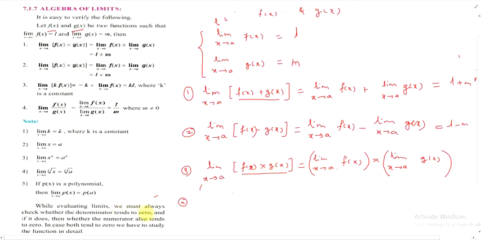Now here the third rule, but in your book it is given as the third rule, if there is any constant which is a scalar multiple of the function, limit is same as x tends to a, in such a way that k is a constant which is a multiple of this function f(x).